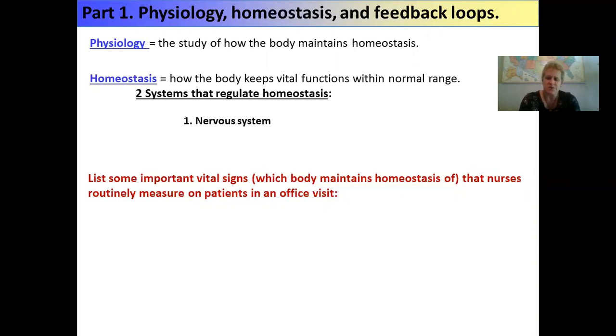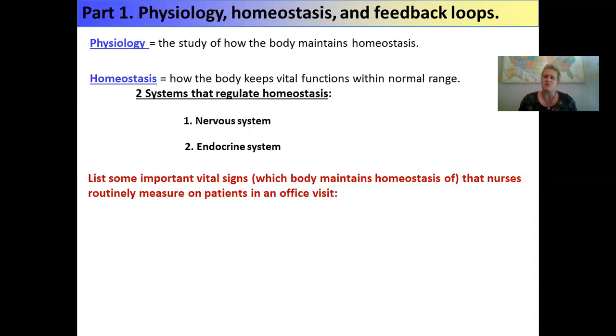So the main systems that you learned in anatomy that regulate homeostasis are the nervous system, through electrical impulses or action potentials. Your brain is the major regulator of the rest of your body's functions and how your body maintains homeostasis. But that's not the only regulatory system. The other one is the endocrine system, and that is through secretory glands that secrete hormones, which are chemical messengers, and they also regulate the body. So those are the two main systems. We'll be talking a lot about them.